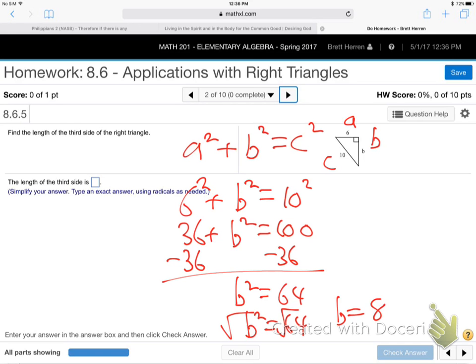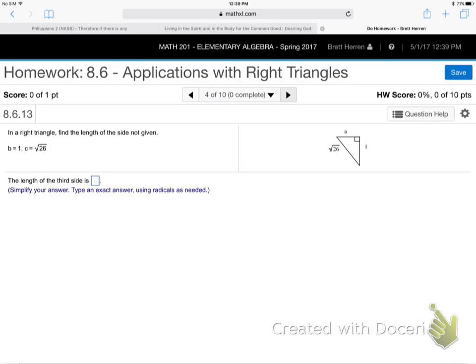Questions on that one? These are better, huh? This is a much easier section. They're all just like this. Let's do a couple more. And I think we've got this section. Okay, try that one. They want you to find the A. A and 1 and root 26.